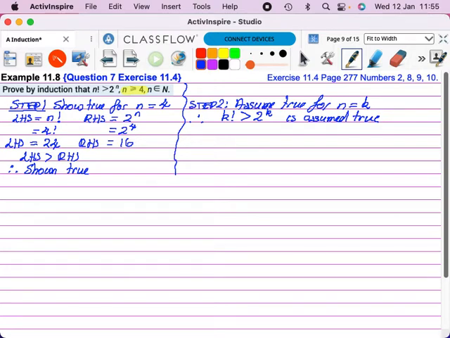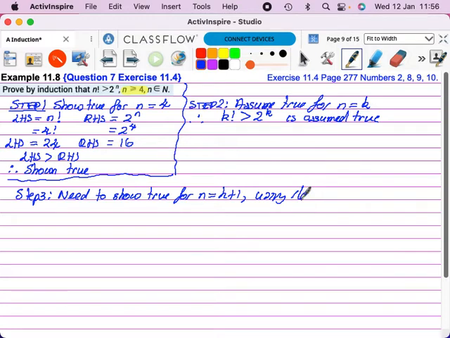Okay, that's the end of step 2. So now we're looking at step 3. Need to show true for n equals k plus 1 using step 2 and possibly step 1.